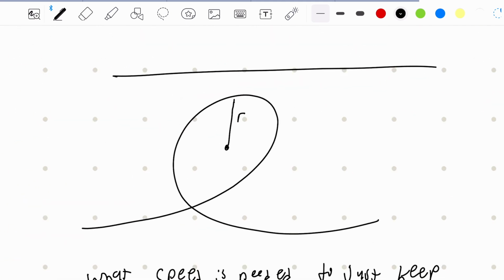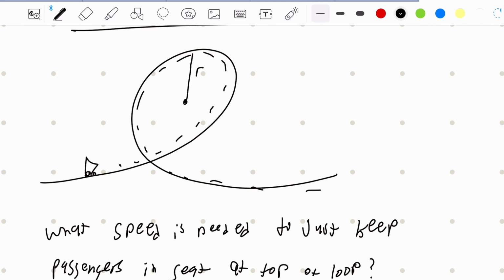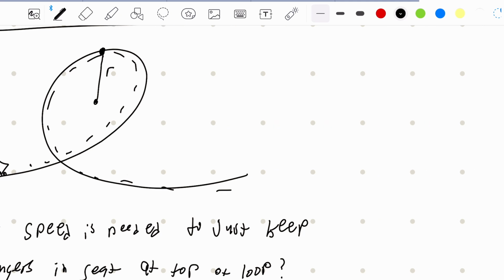Let's say you're on a roller coaster like this. You're driving along, and you go up this loop, and you come back around. What is the speed, so we're talking about just the magnitude, that is needed to keep the passengers in their seat at the top of the loop, so up here? So, what does it mean, to keep the passenger in their seat at the top of the loop?